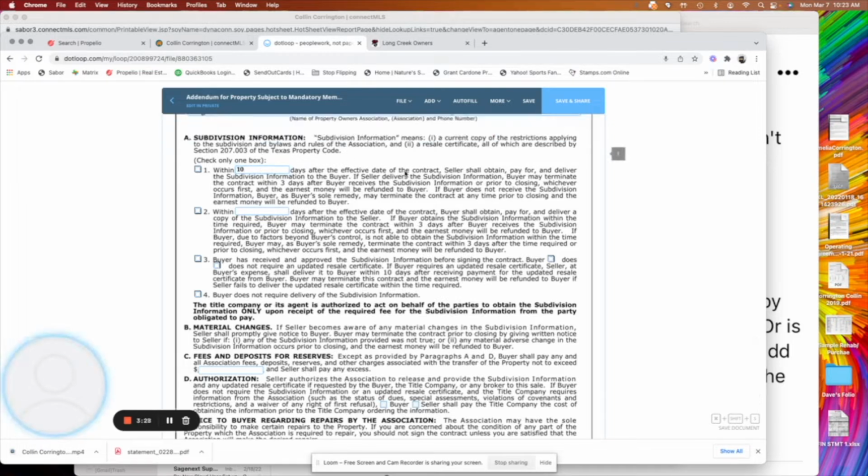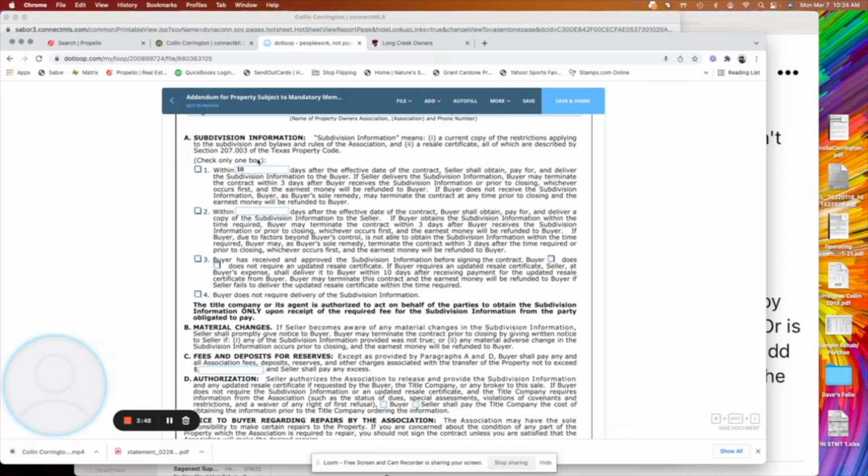After the effective date of this contract, seller shall obtain, pay for, and deliver the subdivision information to the buyer. Okay, I'm going to leave the rest of this out. Step number 2 is within 10 days, the buyer shall obtain. So that's the big difference in those 2 right there. Who's going to go get it? You pick the one as you see fit accordingly, guys.